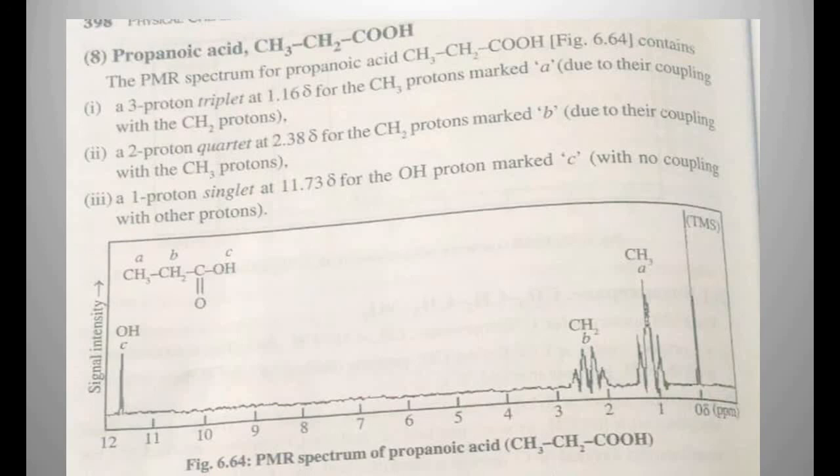Then a 1 proton singlet at 11.78 delta for the OH, marked C, with no coupling with the other protons. The carboxylic acid proton is a singlet with the maximum chemical shift, the highest value of about 11.7 delta, marked C, with no coupling. Okay, it's a singlet only.